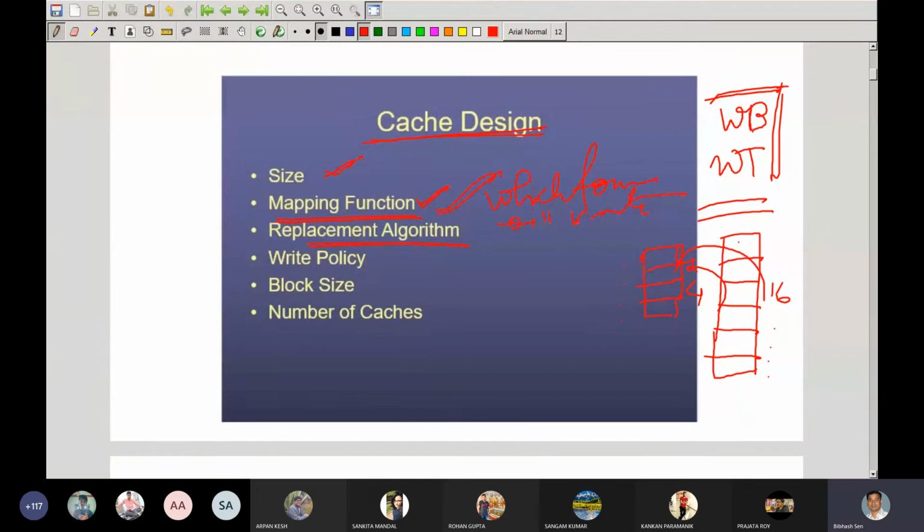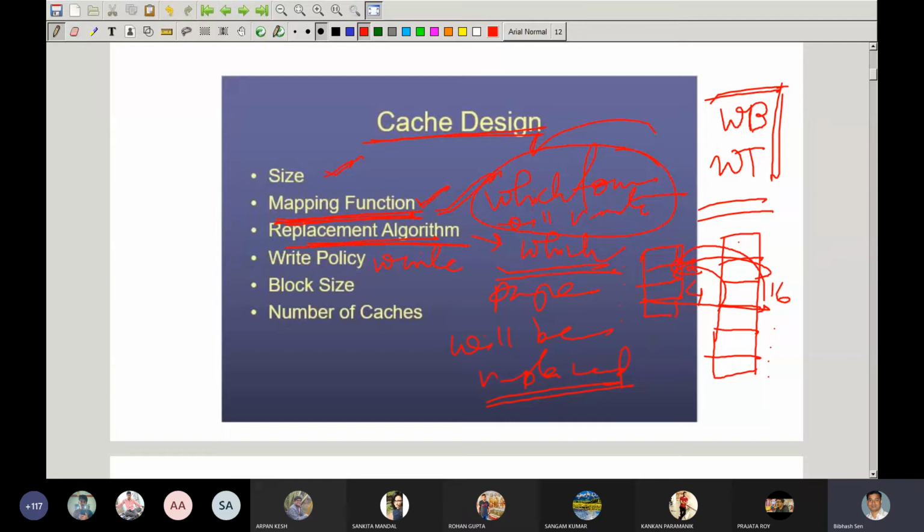And also when you are updating, some page will be replaced, some will come. Then the write policy is also very important. Sorry, the replacement algorithm: which page will be replaced. Got the point? Which page will be replaced is defined by the replacement policy, and which page will be loaded is decided by the mapping function. These two algorithms are clear.